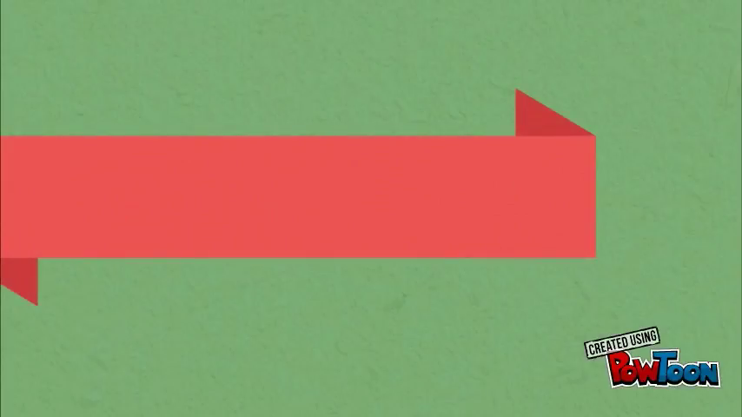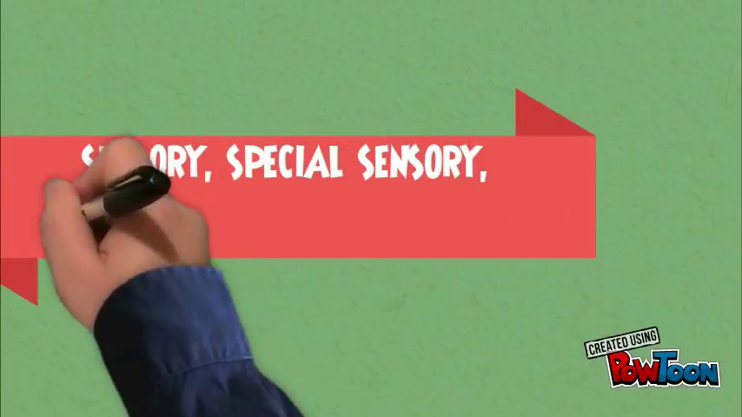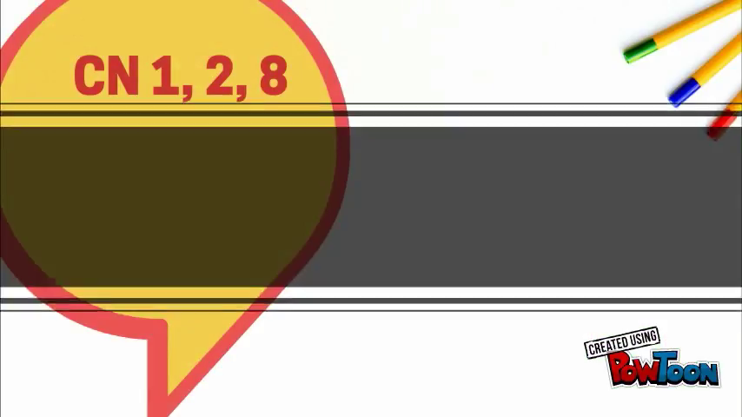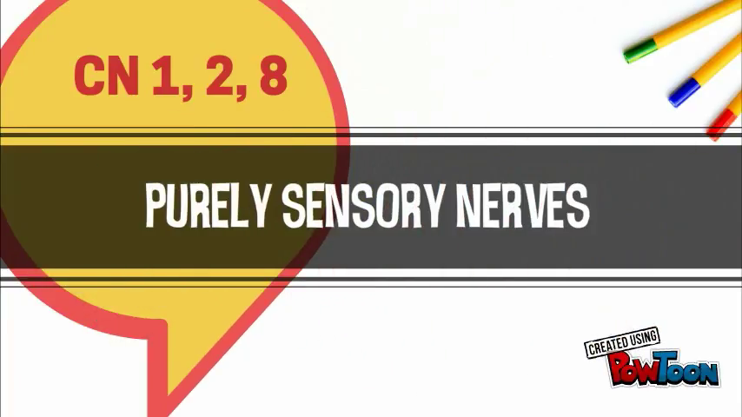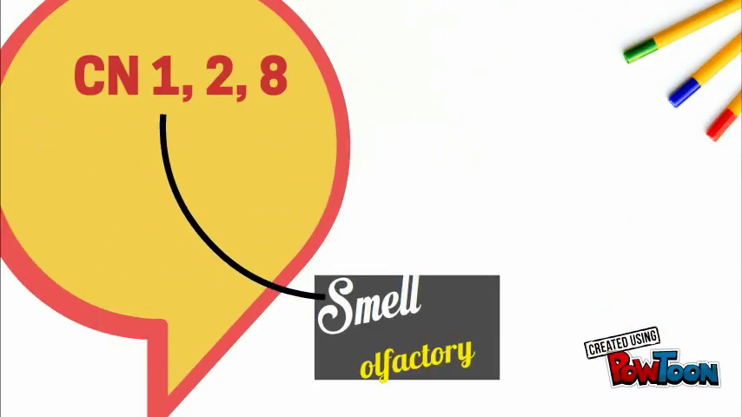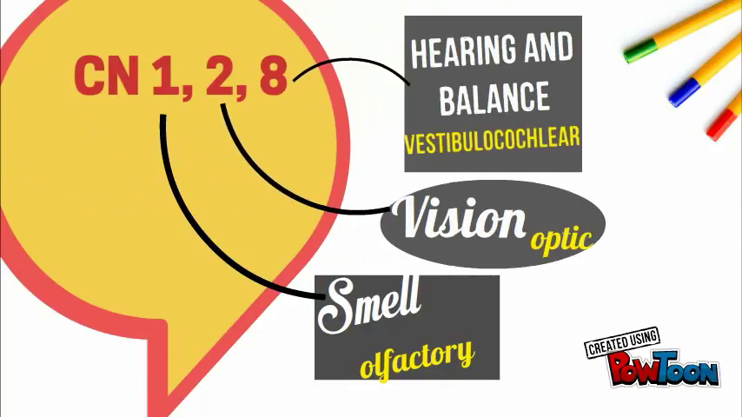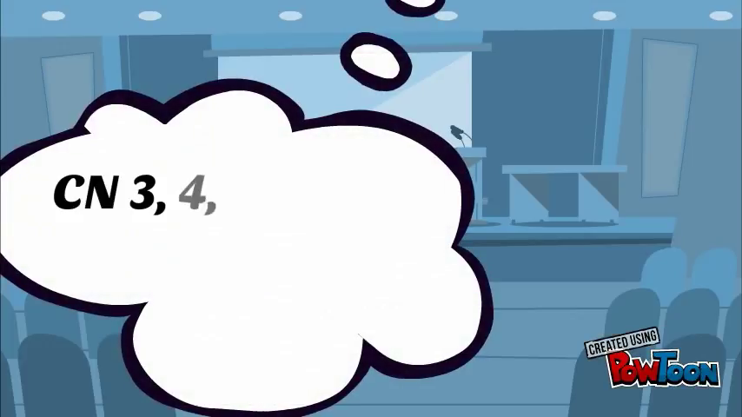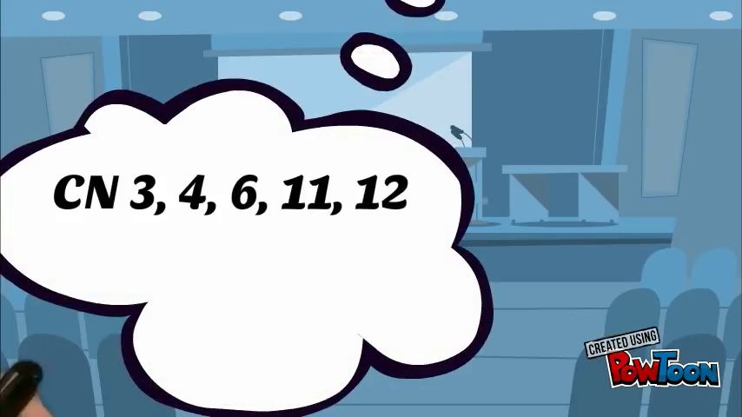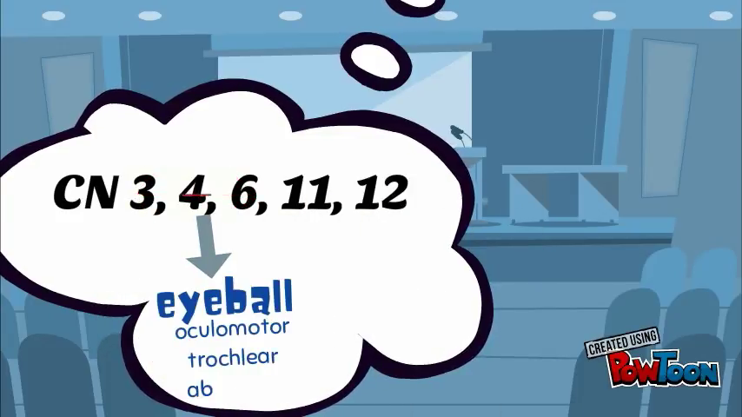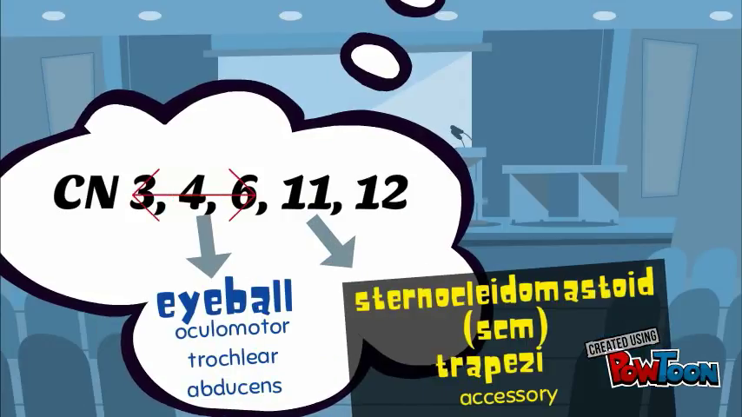The cranial nerves are classified into sensory, special sensory, motor, and mixed nerves. CN 1, 2, and 8 are purely sensory nerves. CN 1 is for smell, CN 2 is for vision, and CN 8 is for hearing and balance. CN 3, 4, 6, 11, and 12 are purely motor nerves, where CN 3, 4, and 6 innervate the eyeball muscles. CN 11 innervates the SCM and trapezius muscles. CN 12 innervates the tongue movement.